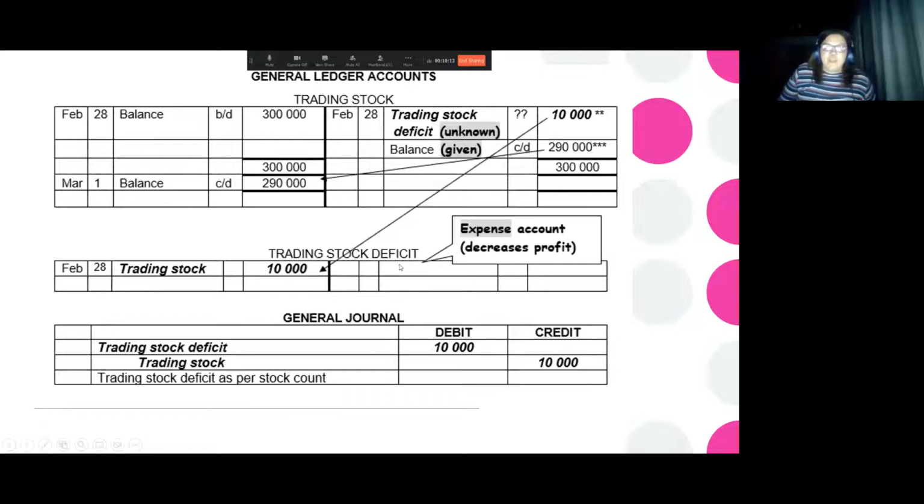And we will debit trading stock deficit as it is an expense account. It decreases our profits. In the general journal, you would debit trading stock deficit and credit trading stock. Your narration: trading stock deficit as per count.